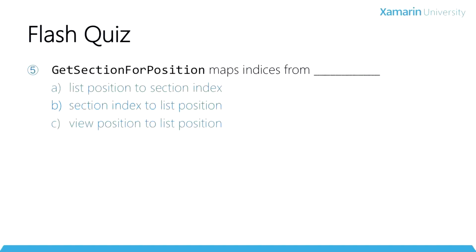Question 5. Get section for position maps indices from A, a list position to a section index, B, a section index to a list position, or C, a view position to a list position. And the correct answer is A. It maps list positions to a section index.